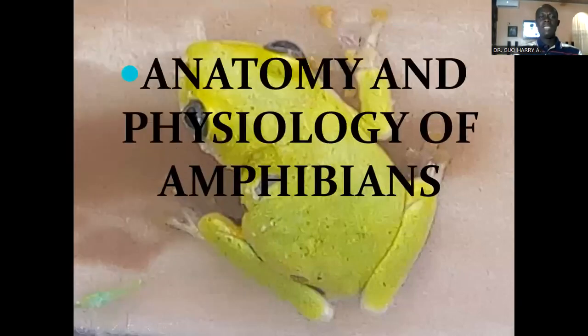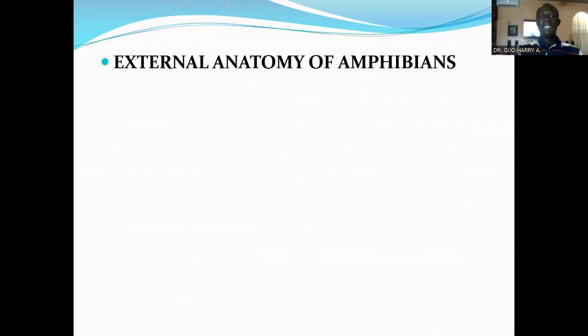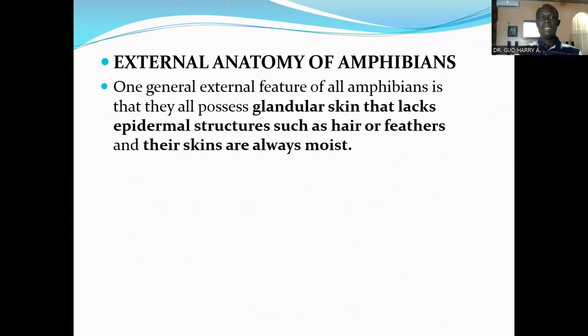Now I want to look at the anatomy and physiology of amphibians. First, we'll look at the external anatomy, the external appearance. One general external feature of all amphibians is that they possess glandular skin that lacks epidermal structures such as hair or feathers, and their skin is always moist.